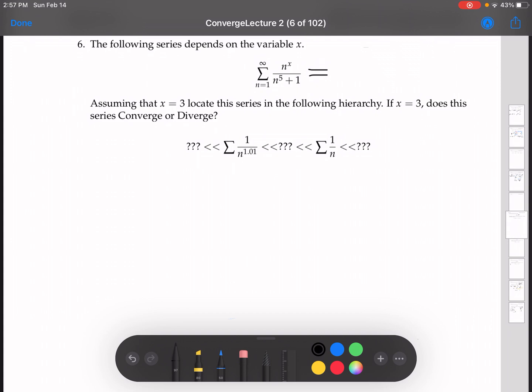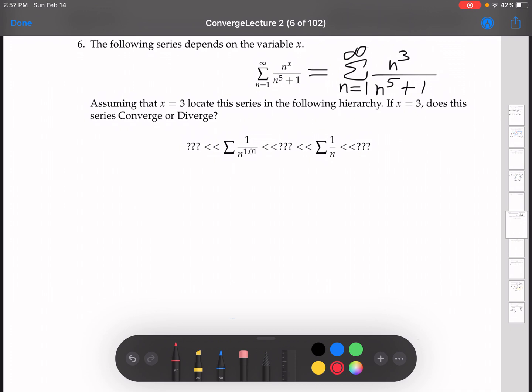So the first thing I'll do is start by rewriting this series with x equals 3 put in for x. So we have n cubed over n to the 5th plus 1, and we're going from n equals 1 to infinity. Now, the way that we'll go about solving this is to use techniques similar to those that we learned in the limits at infinity section.